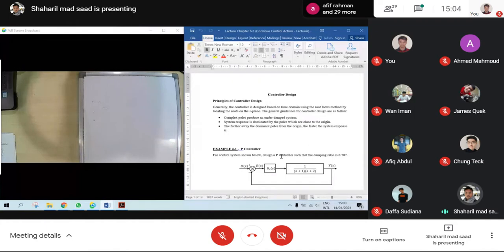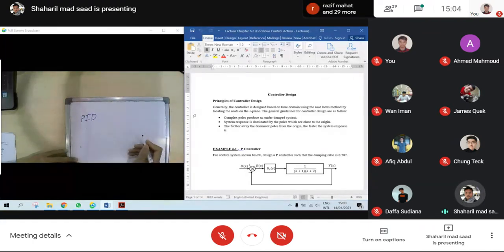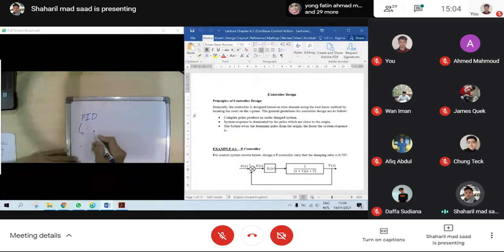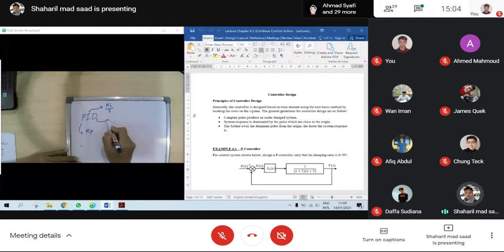You have learned this chapter last week. Okay. So in the controller design, what do we have? For the traditional one, we will have the PID. Okay. So P, that means proportional. That means you only adjust the Kp. And I is the integral, you adjust the Ki over s integral, and D you adjust the derivative. Okay, right.